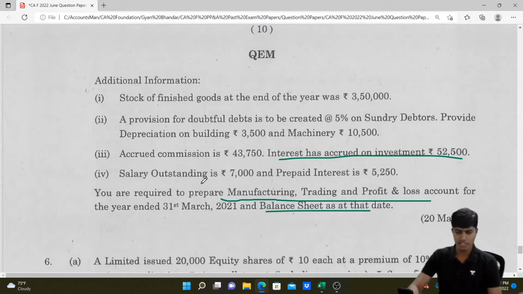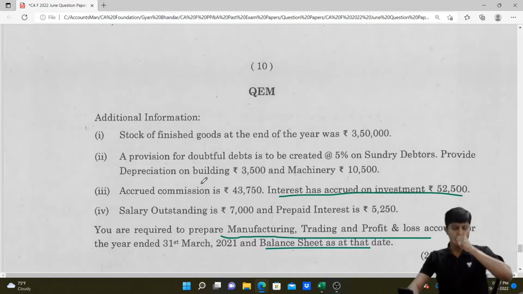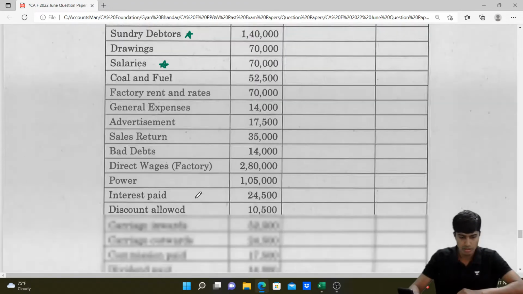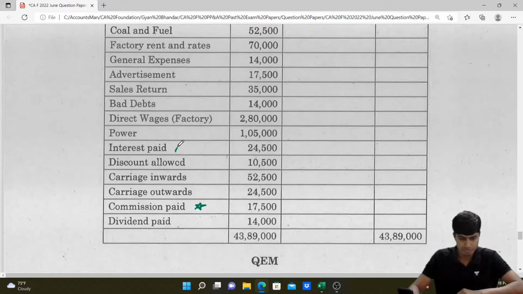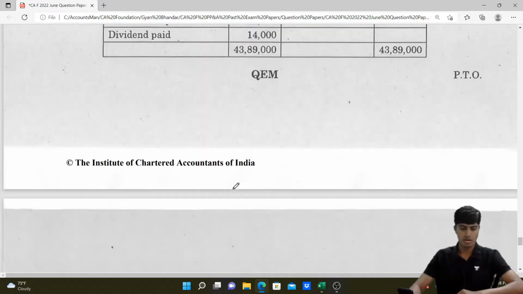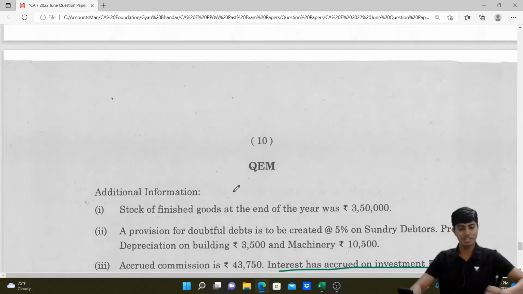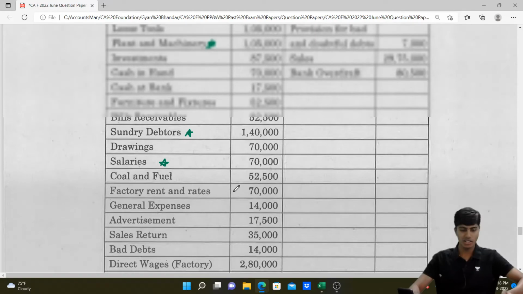Salary, there is outstanding, and there is prepaid interest. So we'll make a small marking next to salary and next to interest. Perfect. So we made markings to all the items that have adjustment. Now all we need to do is just start doing the problem.